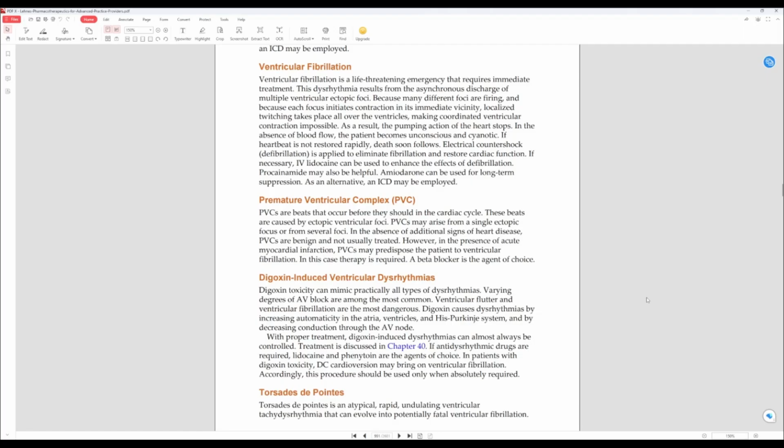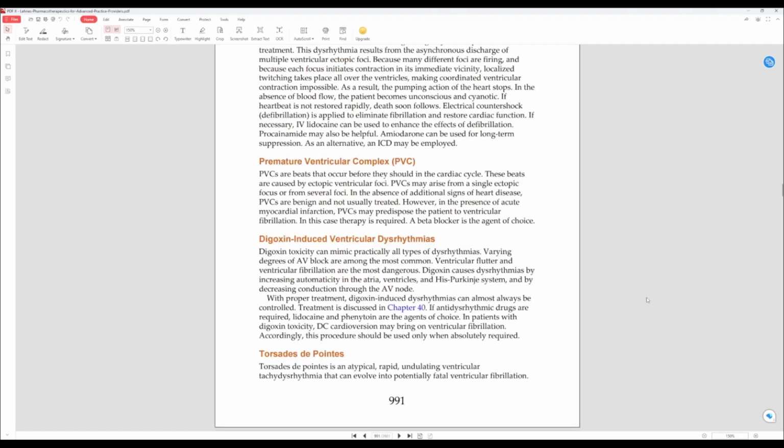Electrical countershock, or defibrillation, is applied to eliminate fibrillation and restore cardiac function. If necessary, IV lidocaine can be used to enhance the effects of the defibrillation. Procainamide may also be useful. Amiodarone can be used for long-term suppression. As an alternative, an AICD may be employed.